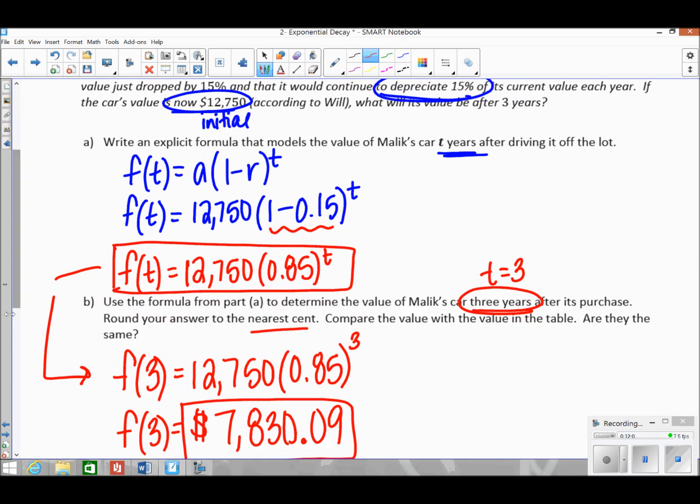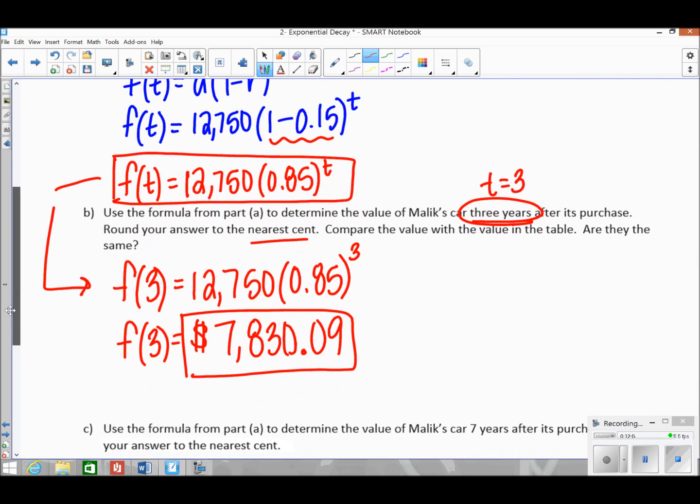The whole point of the formula is to make our life easier when we have to find t equals 50 or t equals 100, something like that. So are they the same? Yes. They are the same.